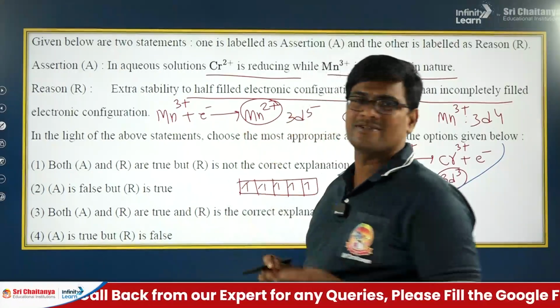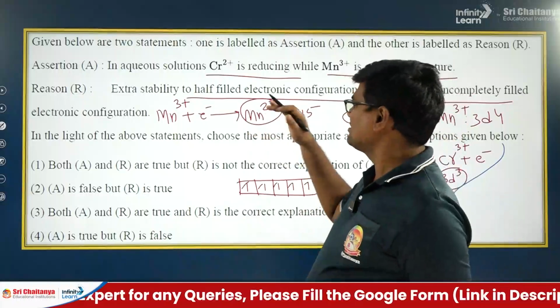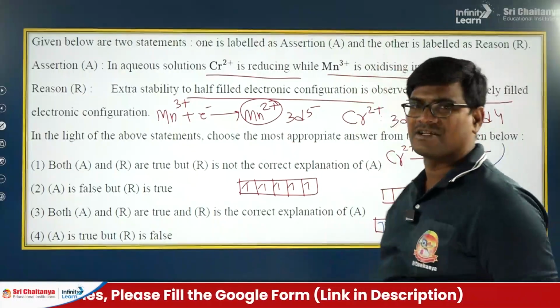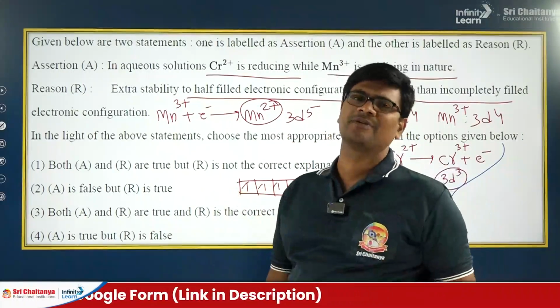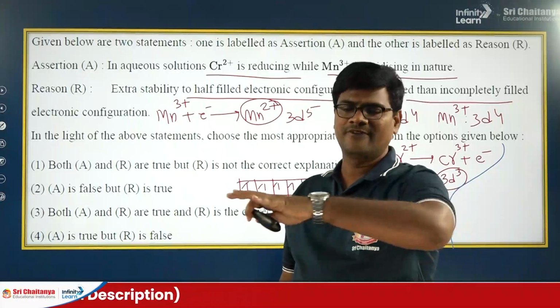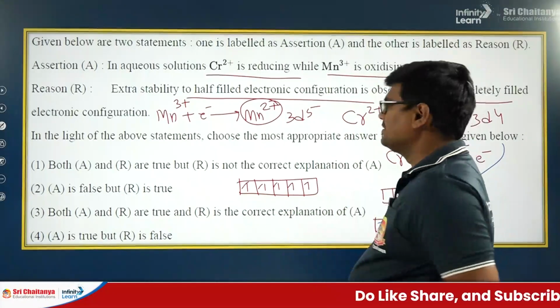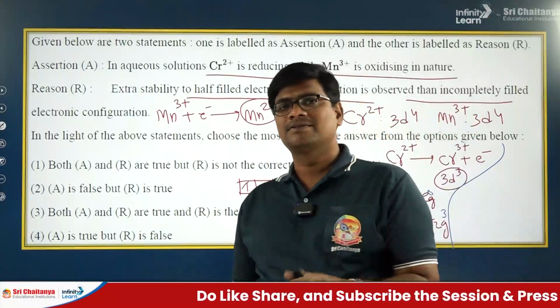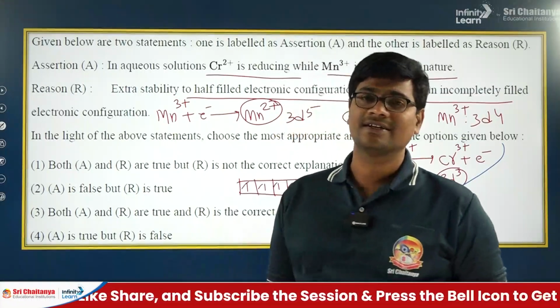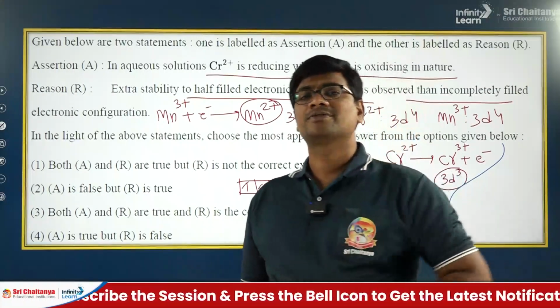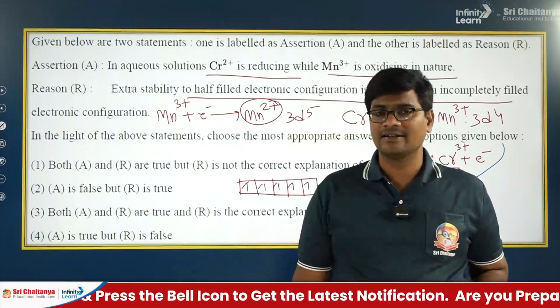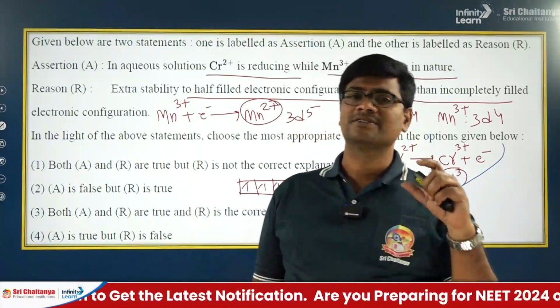So, what is the reason? Once again, let us see the reason. The extra stability of half-filled electronic configuration, either in the T2g set in the chromium case or the total d5 electrons in the manganese case, means the stability is more. Therefore, Mn3 plus gains an electron and acts as an oxidizing agent. Cr2 plus loses an electron and acts as a reducing agent despite having the same configuration.